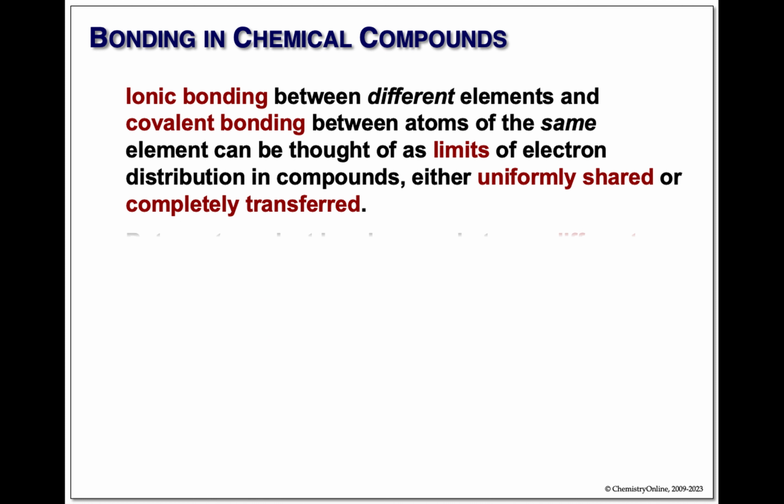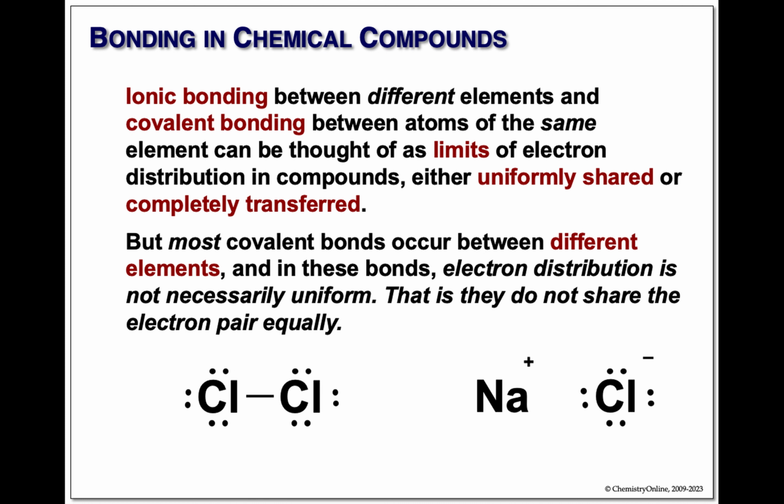You recall we talked about bonding many times. It's something like chlorine. We have two nonmetals. They form a covalent bond between them. It's something like sodium chloride. We totally transfer the electron from the sodium to the chlorine and get a pair of ions. In reality, these two represent the limits of bonding. Most bonding is somewhere in between these two limits.